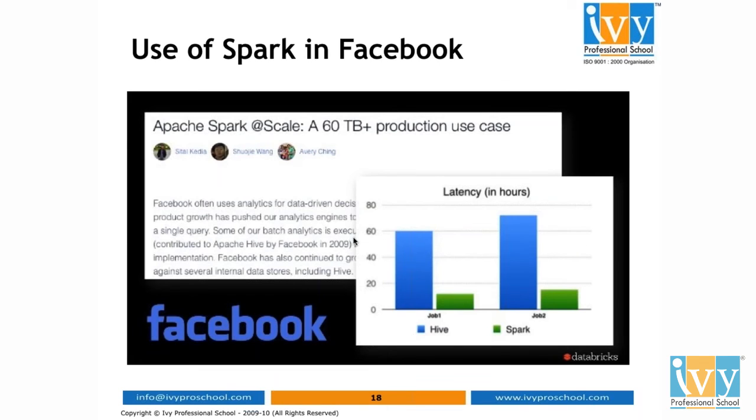So Facebook also, I told you that Facebook had already developed Hive, but even they have started using Apache Spark. They compared Hive and Spark jobs. You see, low latency is better, meaning they'll be faster. So they found that Spark is running much faster than Hive. So even Facebook has started using Spark.